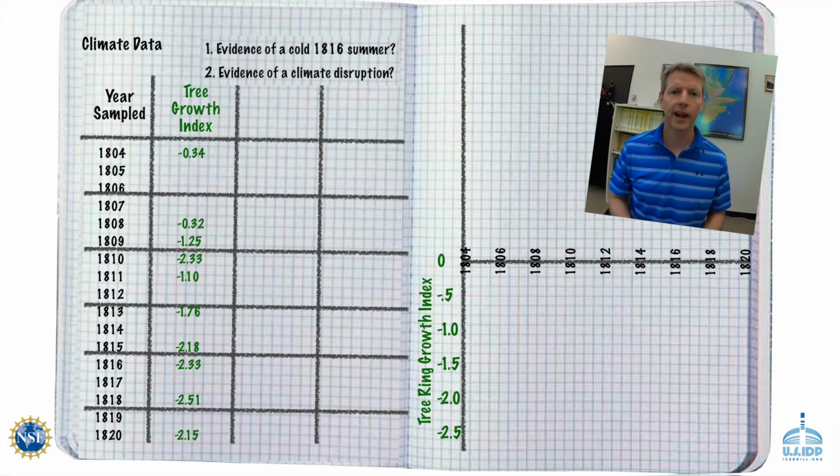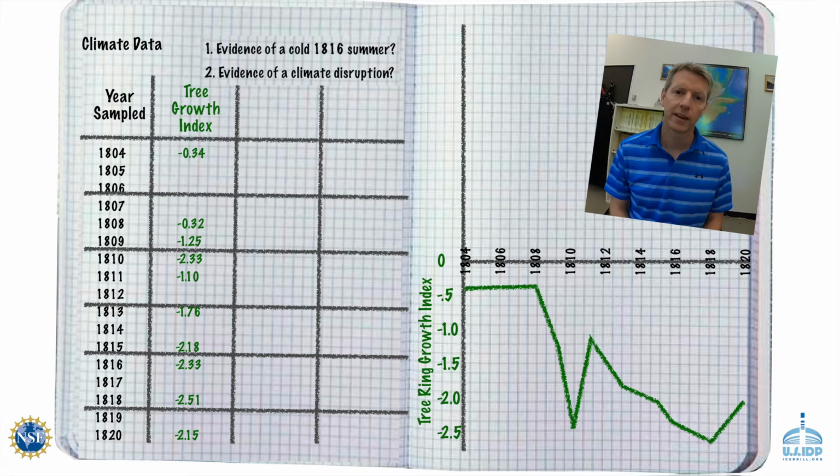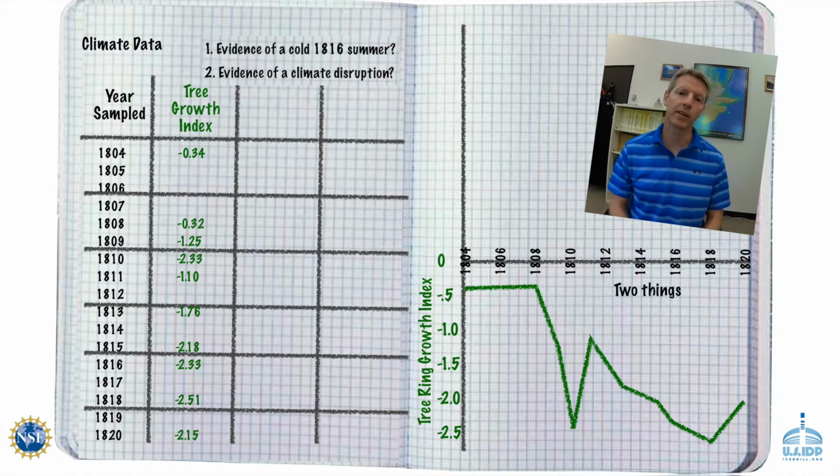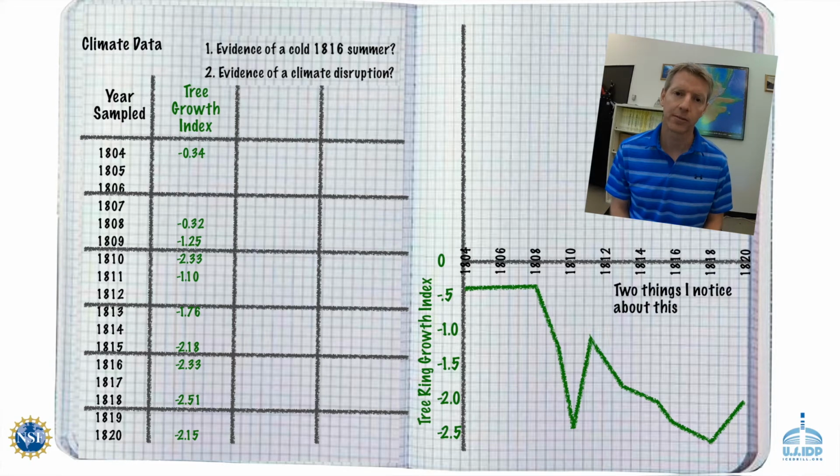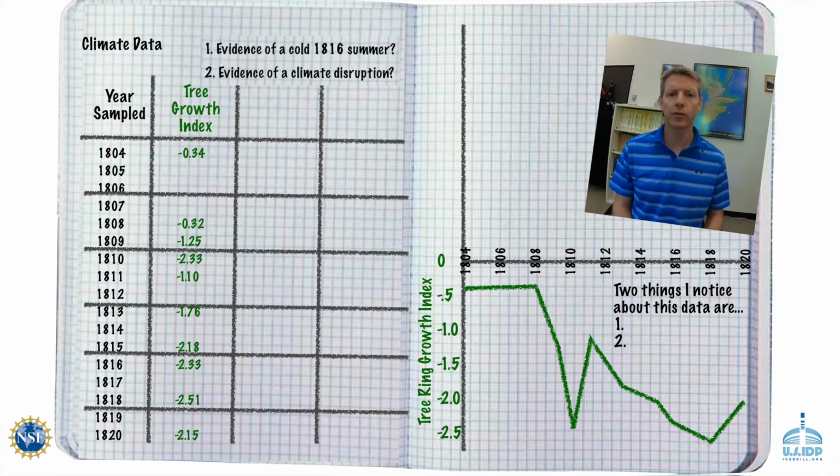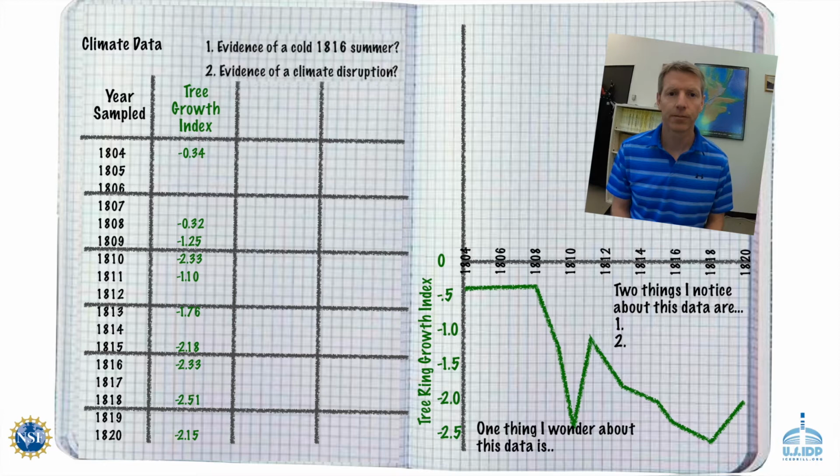So now that we have our axes, we can actually plot the tree ring data. Going down with each year, just plot the data points out and then connect them with a straight line. You can use your ruler to make it nice and neat. And we can actually see how 1816 compared to the years before and after in terms of temperature as recorded by the tree ring growth index. Once we have it all plotted, what we want to do is write down 2 things that I notice and then 1 thing that I wonder.